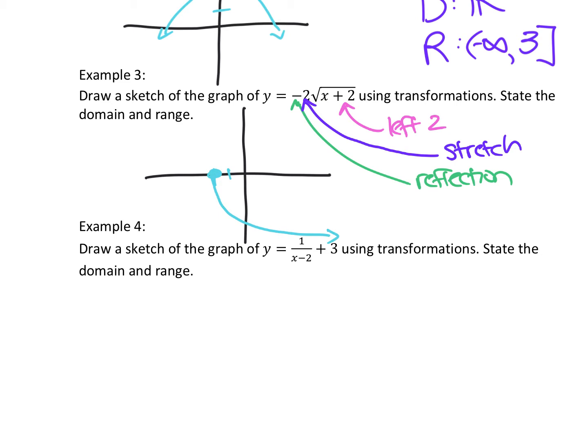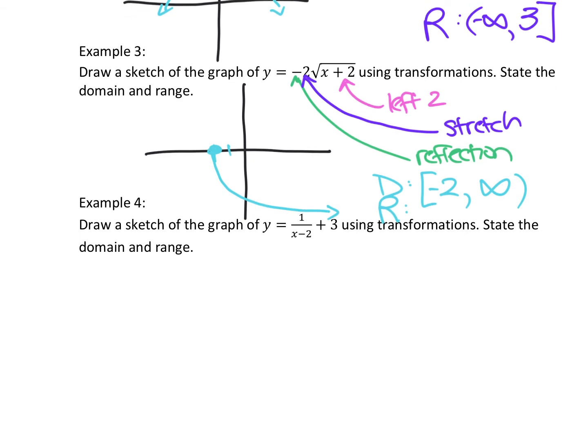Now, what would I say for a domain on this one? How far does it go to the left? -2. And how far does it go to the right? Infinity. What about a range on this one? Negative infinity to 0. There you go. You have to go bottom up to the highest, which is 0. Good. Is this mostly familiar? Review? Yes, ma'am.